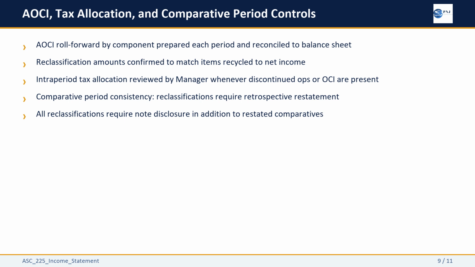Finally, comparative period consistency is not optional. Any reclassification of prior period amounts requires retrospective restatement and note disclosure. These controls work together to keep the income statement internally consistent across periods.